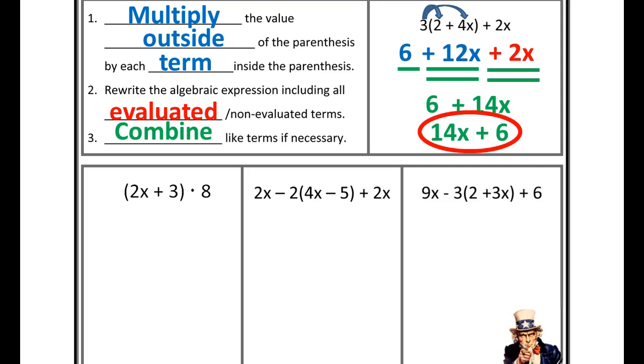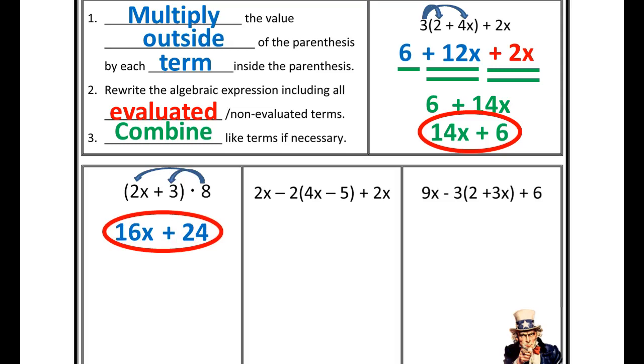Now, the value that you are distributing doesn't always have to be to the left or in front of the set of parentheses. It can be to the right, as long as you know that that set of parentheses is being multiplied by a value. In this case, 8, you can distribute. So I'm going to multiply 8 times 2x to get 16x. 8 times positive 3 to get 24. Those don't combine, so there's my final answer.